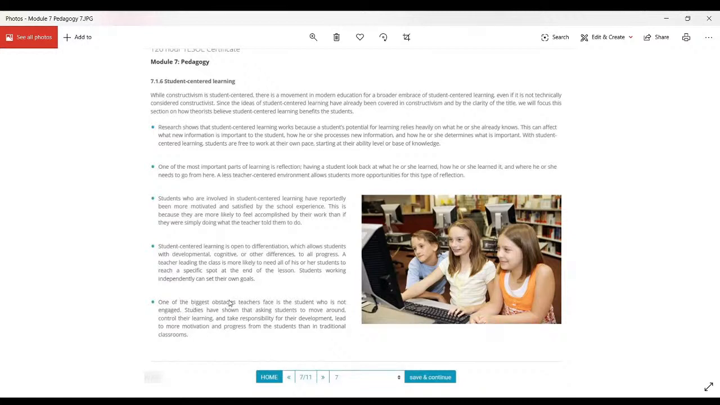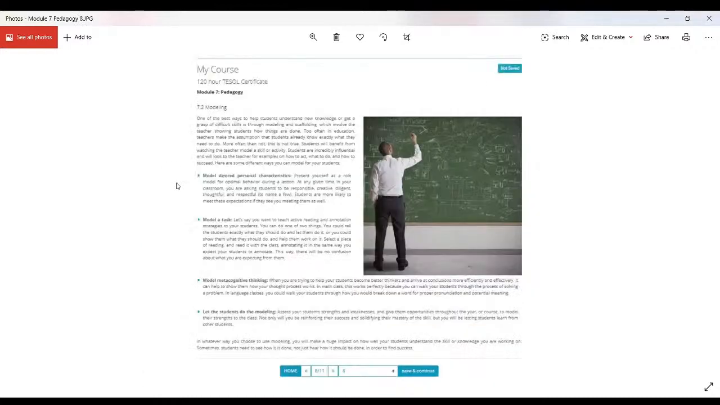And lastly, one of the biggest obstacles teachers face is students who are not engaged. Studies have shown that asking students to move around, control their learning, and take responsibility for their development leads to more motivation and progress from the students than in traditional classrooms. Save and continue.